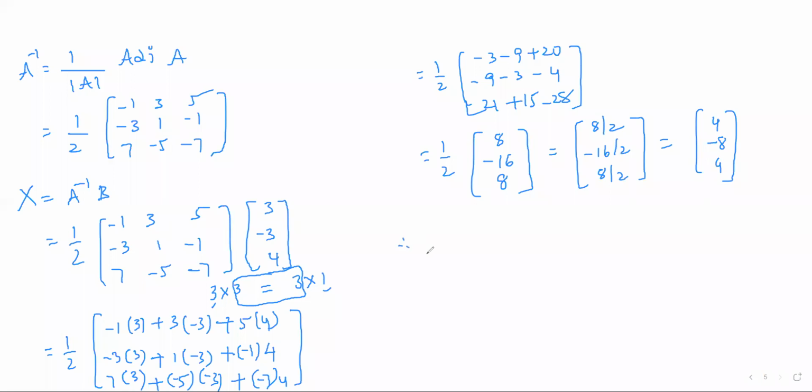Therefore capital X is equal to XYZ, how much we got? 4, minus 8, 4. That is x value 4, y value minus 8 and z value 4 అన్నమాట. అర్థమైందా?